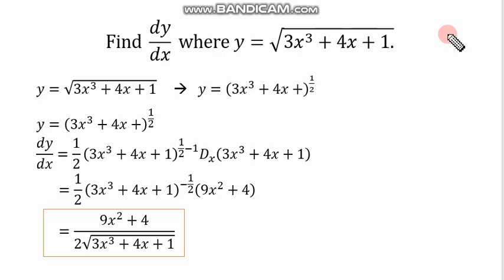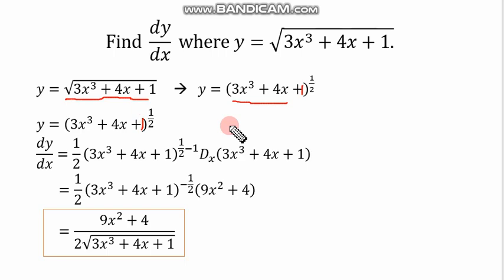Another example here, find dy/dx where y is equal to the square root of 3x cubed plus 4x plus 1. Now, in order to use the generalized power rule, we will have to convert this radical function to a power function. So from the square root of 3x cubed plus 4x plus 1, it becomes (3x cubed plus 4x plus 1) raised to 1/2. Okay, so we will use the generalized power rule.